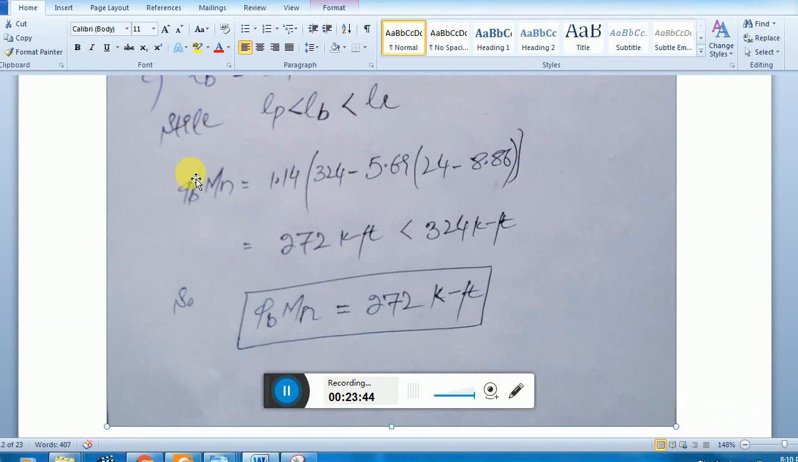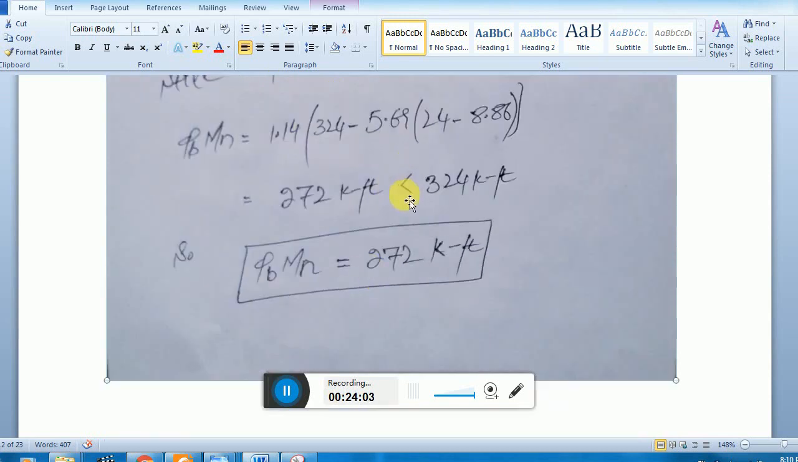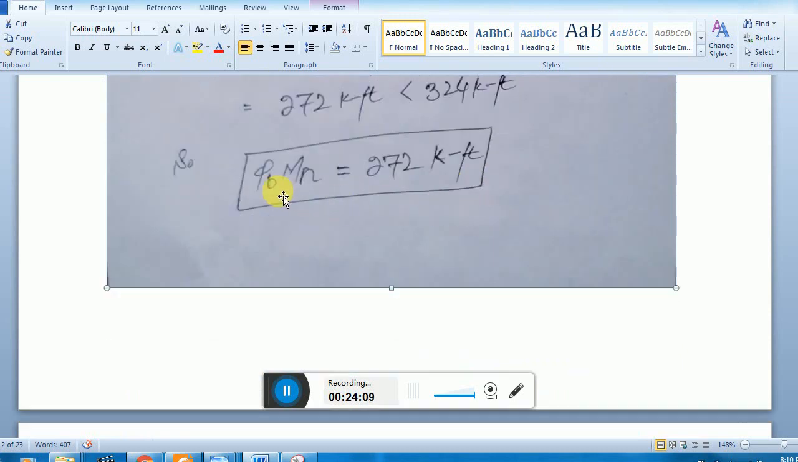And you see here what is the effect. You see 324 is the same here, the effect of Lb, because in case 2 we used 12 feet, here we are using 24. So here the condition is okay, we have 272 feet-kips, okay, and 324 feet-kips. Now phi Mn is 272 feet-kips, and that is the effect of increasing Lb.